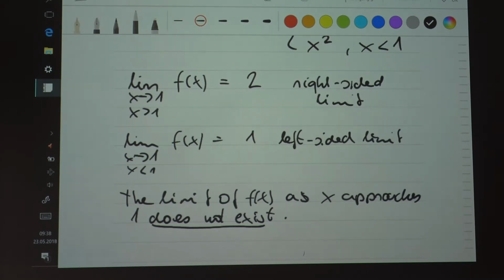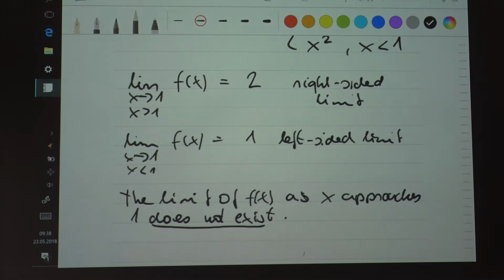You get that, guys? So no more. That's it. You get that? You seem to be a little confused. So only the left and the right side limit exist, and both are different.